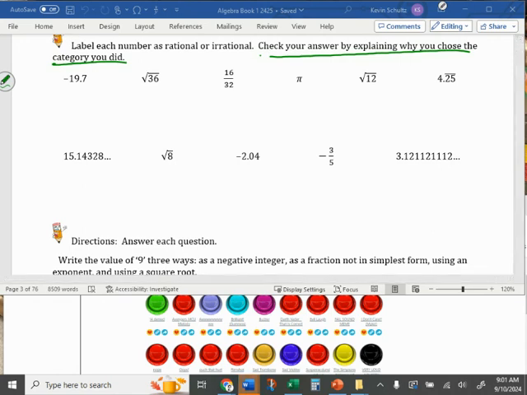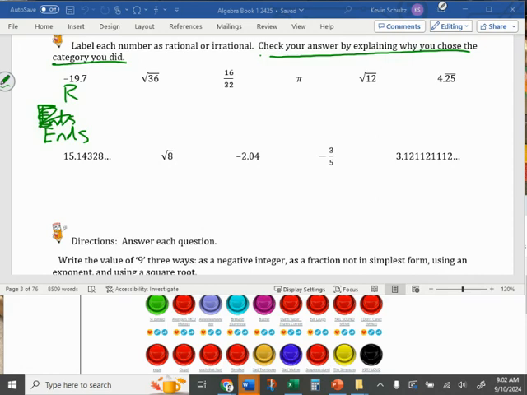I'll do an example. Negative 19.7, rational or irrational? Rational. Why? It ends. R, it ends. That's all you need. Just something other than R or I.